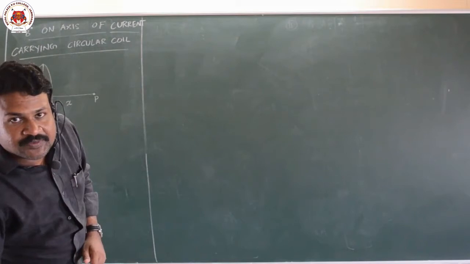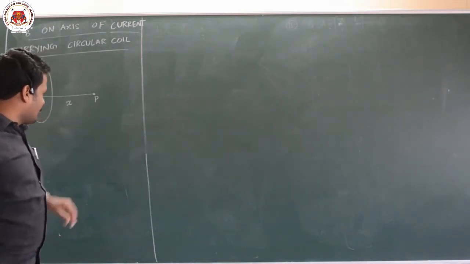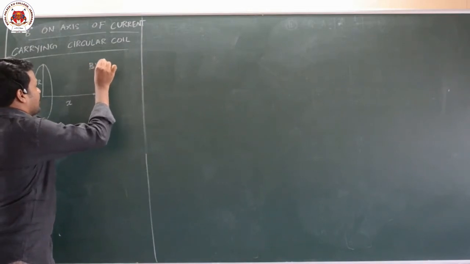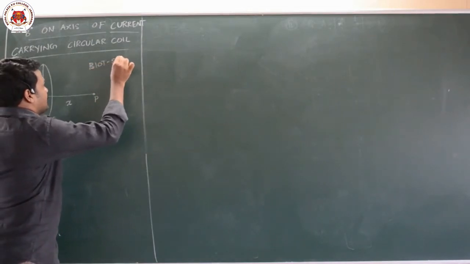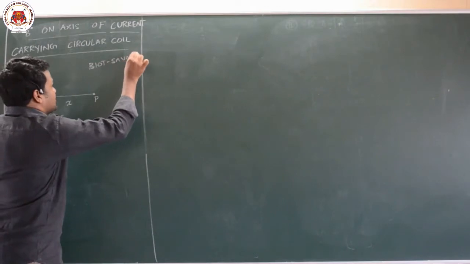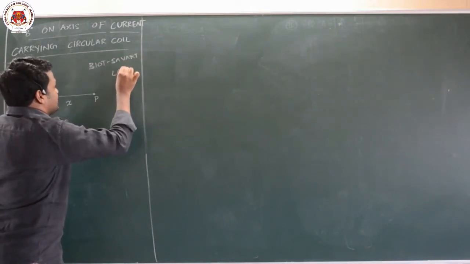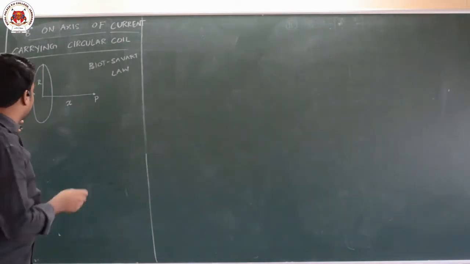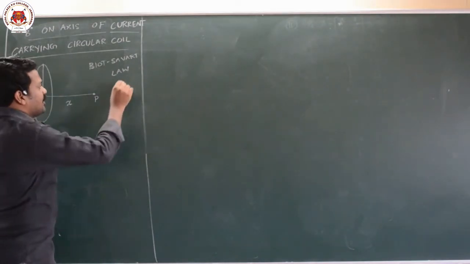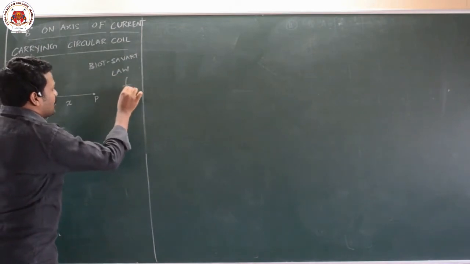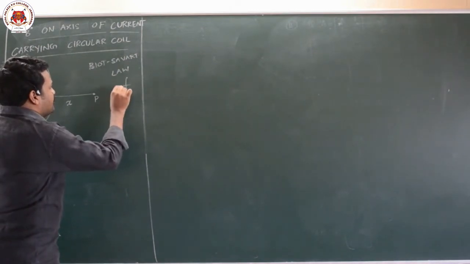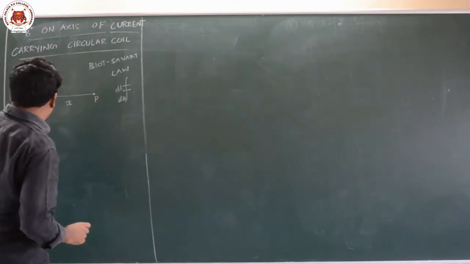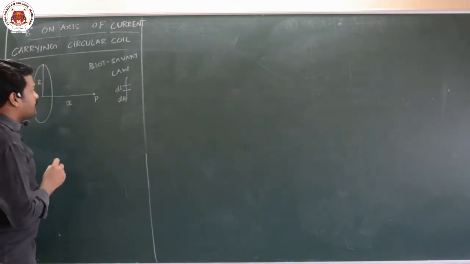How to find this magnetic field? We have to use the Biot-Savart law. What does the Biot-Savart law say? We can't find the magnetic field of the total wire at once. For that, we take a small element of the wire, called dl, and find the magnetic field due to it. So first, let us write the Biot-Savart law.